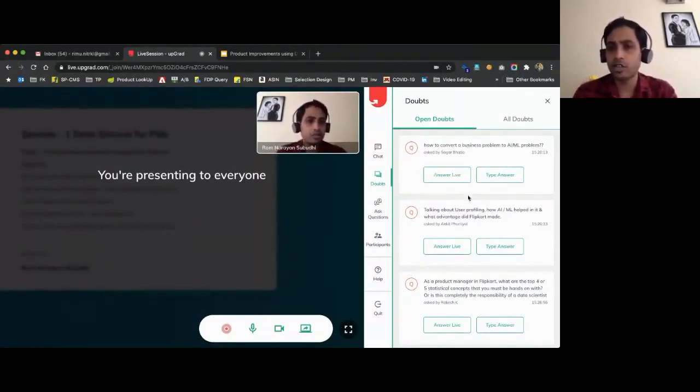Talking about user profile and how AI/ML helped in it and what advantage Flipkart made. I think what advantage it made, it's virtually impossible to say. It's so huge, it's so enormous. When you do user profiling, you understand the user preferences. So when I do search, when I do recommend, I know you have an affinity towards this brand. I know that you are more value conscious.